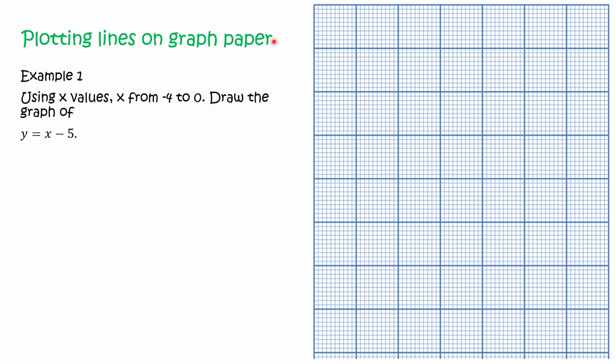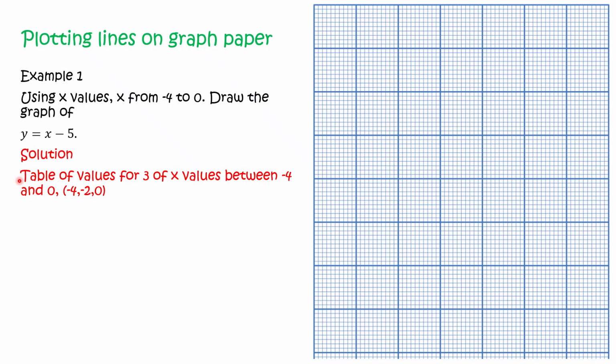Let's look at example 1 now. Using x values, x from -4 to 0, draw the graph of y is equal to x minus 5. And of course, the solution.